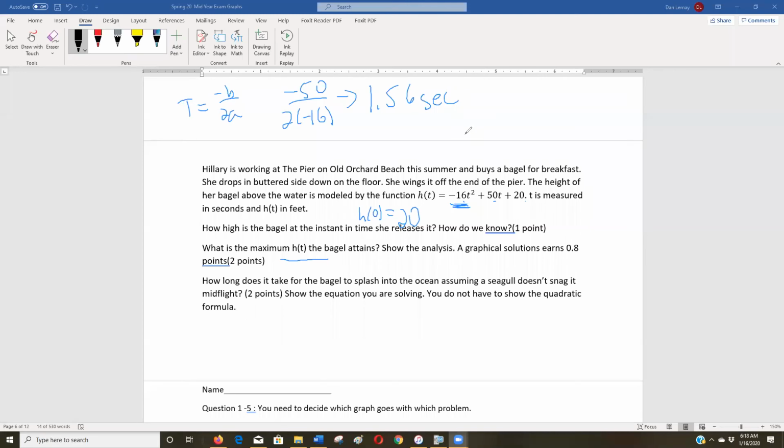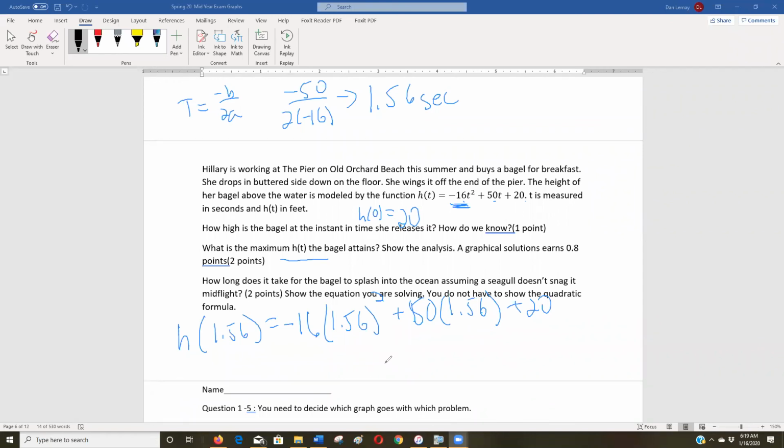Some of you are getting confused with the units. So that's the time because it's t. And then to find the height, we're just going to evaluate this h function at 1.56. To do it the long way, you just write it in. You didn't have to show this. Writing this would have been sufficient because I would have hoped that you knew to do that. Plus 50 times 1.56 plus 20. And then you just evaluate that in your calculator.